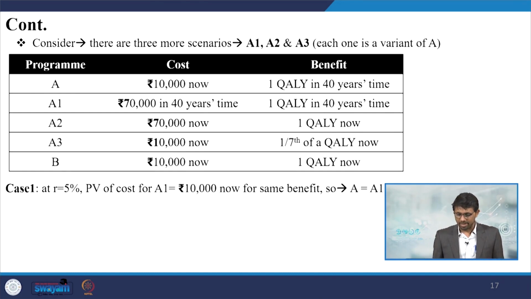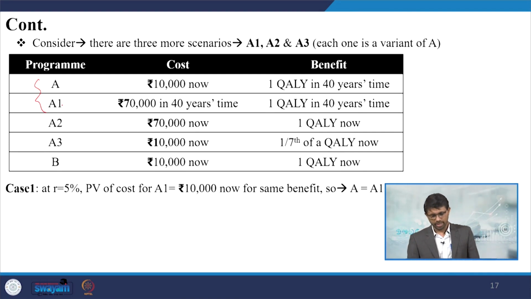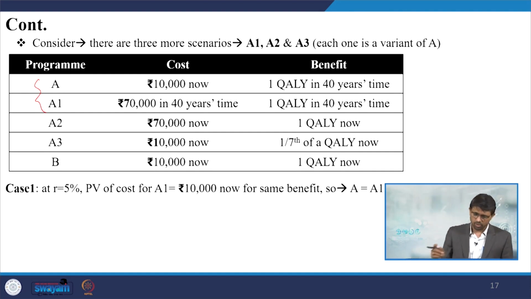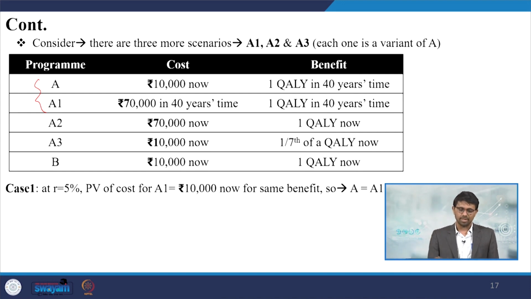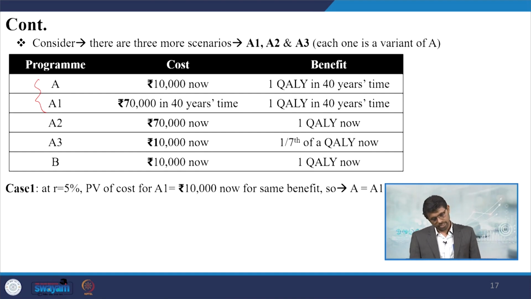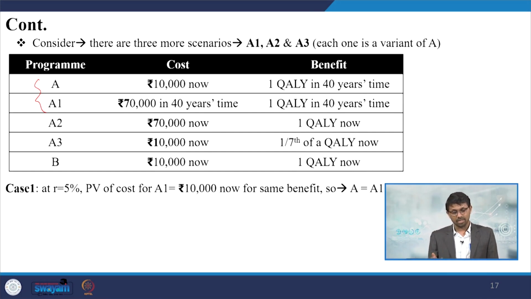Now, for the same benefit, the case A and A1, these two are now equal, because we have compared that 10,000 is actually equal to 70,000 in 40 years time, and that is nothing but at the present time only 10,000. Hence, these two are equal. Therefore, usually it is suggested not to wait for the 40 years time, though it seems to be very high, 70,000, but actually it is lesser.